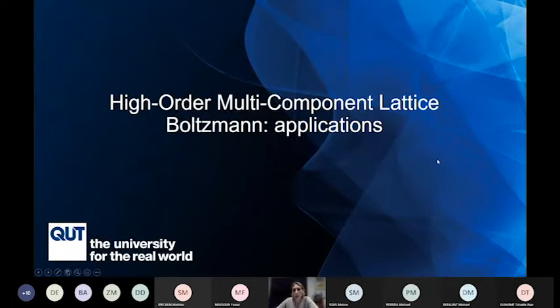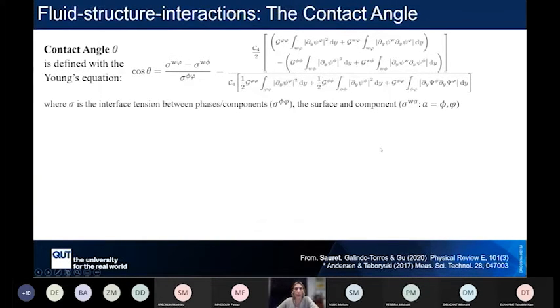And from there, I'm just going to show you some of the applications that we've looked at. Most of them were just tests of what we can achieve with those high-order multi-component lattice Boltzmann approaches, just to see if we maintain consistency between those different high-order lattice structures, and if we can get good validation of those models.